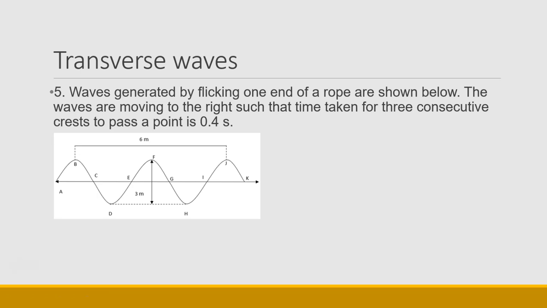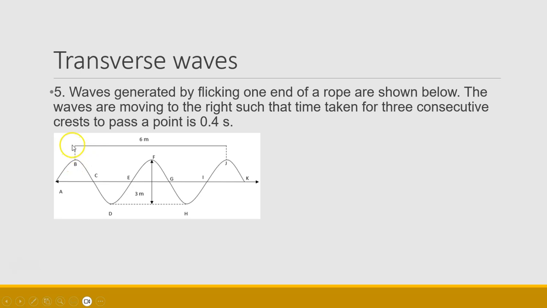This comes up quite often as a bit of a tricky question. You need to understand that if you're told that you have 20 consecutive crests, what does that mean? It means 19 cycles. If you have 15 consecutive crests, that means 14 cycles. So 3 consecutive crests actually means 2 cycles. And those 2 cycles take 0.4 seconds.